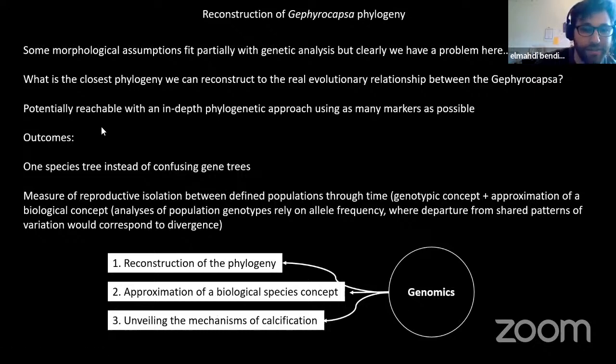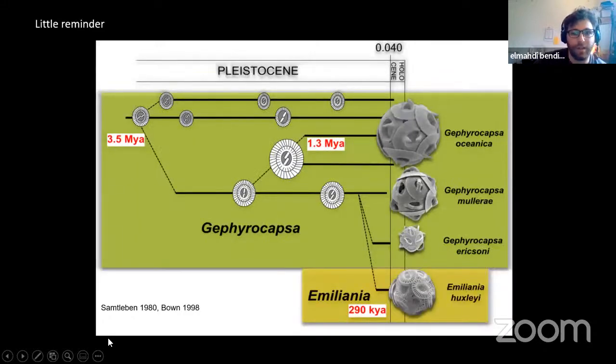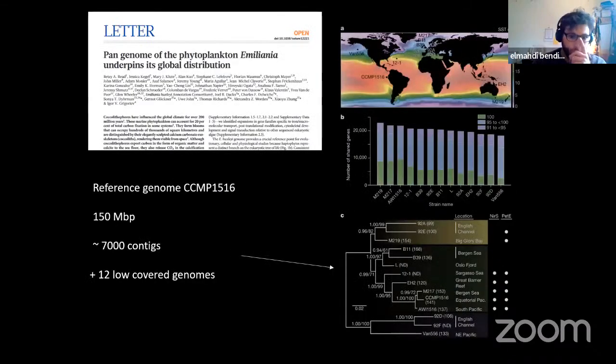Unveiling the mechanism of calcification will be for another talk, perhaps in one or two years. So I may remind that the Emiliania species, or Gephyrocapsa huxleyi in itself, is quite recent. And for Gephyrocapsa oceanica, there was a doubt on the dating of its appearance due to the pattern I mentioned before.